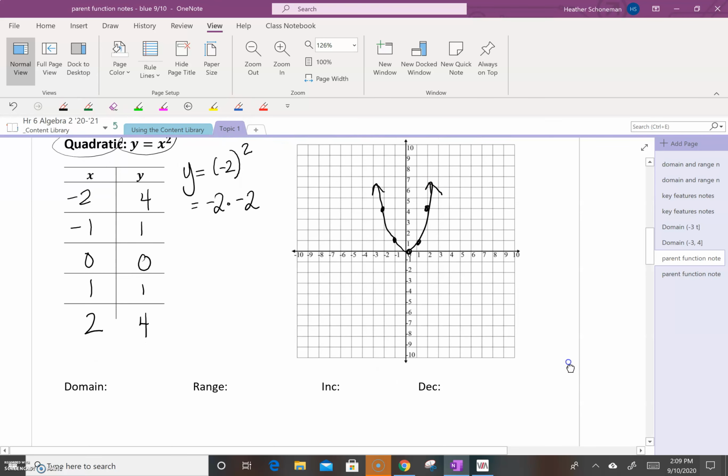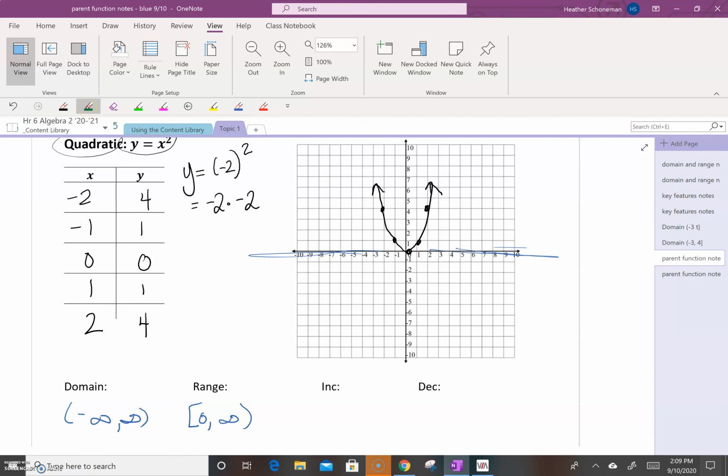My domain is from left to right. From left to right, all of these values are going to eventually get hit, so it's everything. So it's -infinity to infinity. The range is bottom up, so nothing, nothing, nothing. It starts at 0. 0 is a point that's included, so it goes 0 to infinity.